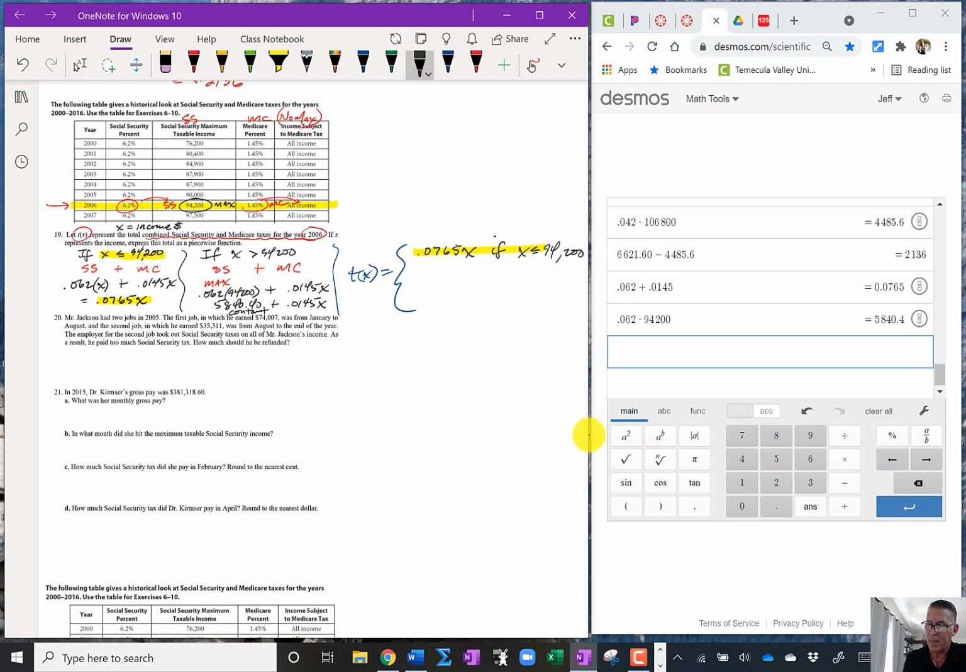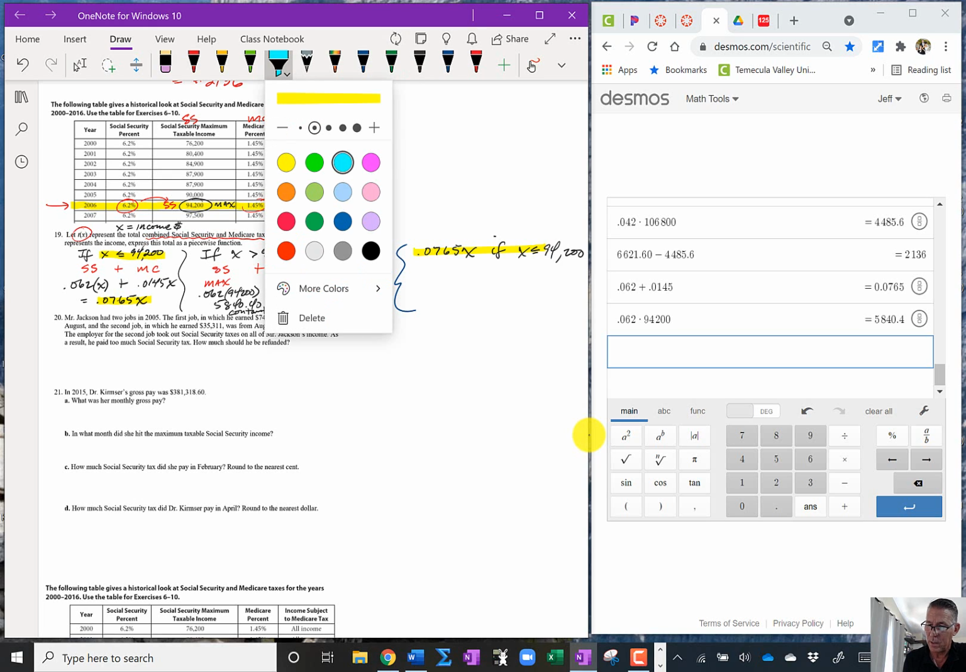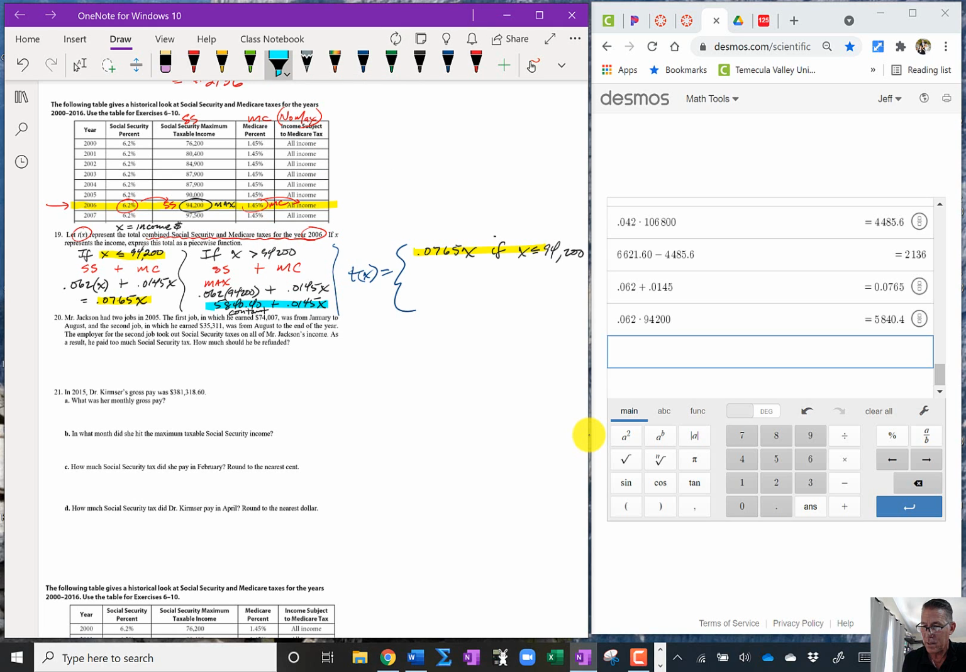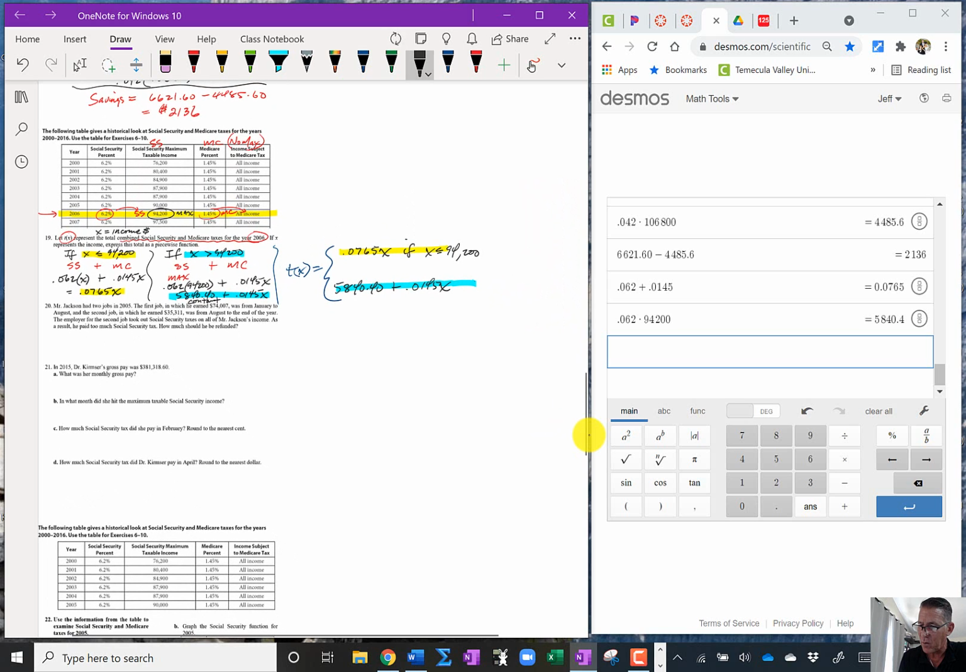Okay, number 20. Mr. Jackson has 2 jobs in 2005. Okay, the first job he earned roughly 74,000 from January to August. Second job, roughly 35,000 from August to the end of the year. The employer at the second job took out Social Security on all, keyword all, of the income, which is not fair, okay? Because when you add these two numbers up in 2005, it exceeded the maximum.